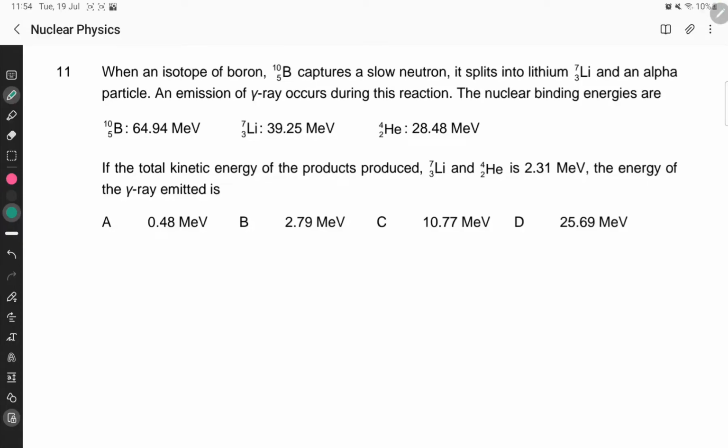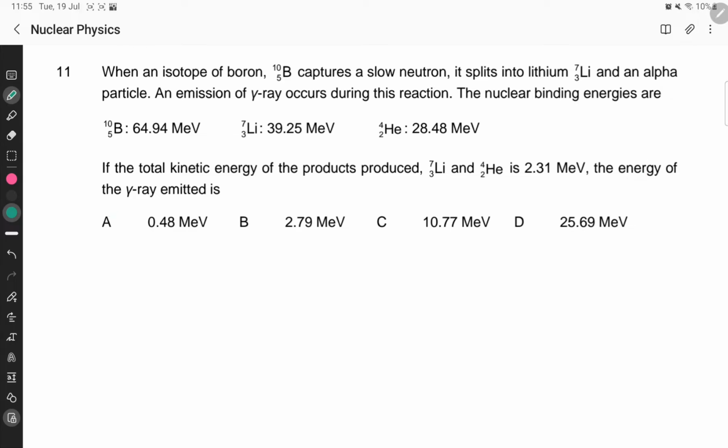In this reaction, we have a boron capturing a slow neutron, then splits into the lithium and alpha particle, also giving out a gamma particle in the process. We are given information about the binding energy of the three nuclides. We are also told that the total KE of the products is 2.31 MeV, and we are supposed to find the energy of the gamma.